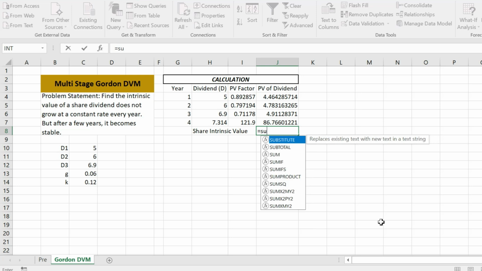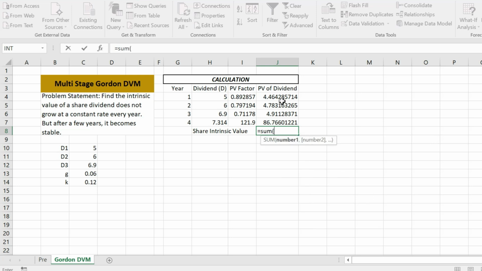Here, sum these values. Okay, yes, right now this is our share's intrinsic value. This value helps investors decide whether a stock is undervalued or overvalued. So that's the complete step by step process for calculating the multi-stage dividend growth model in Excel.